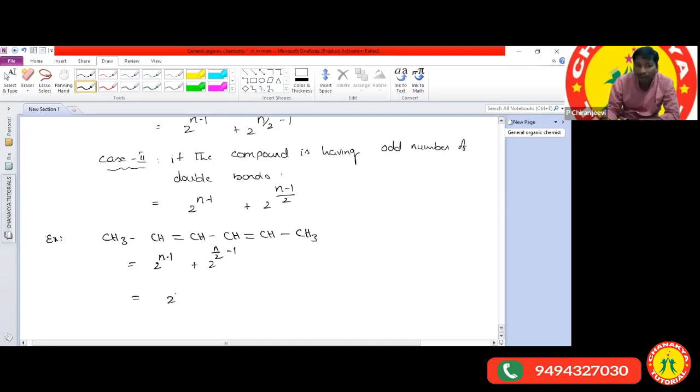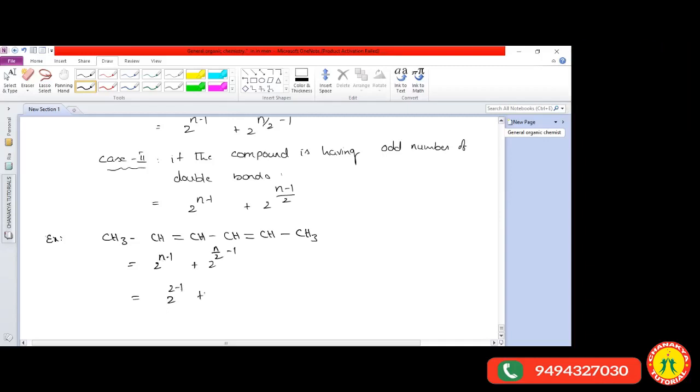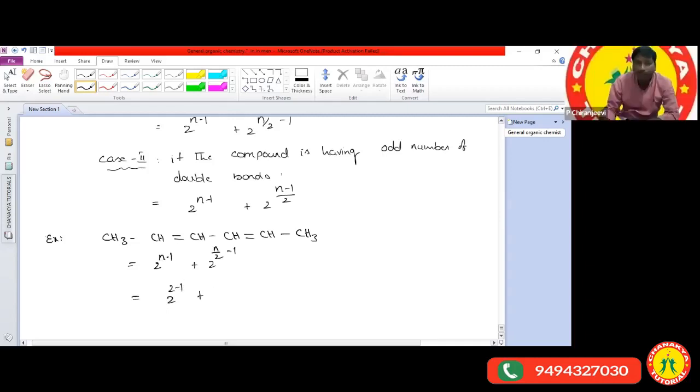So 2 power n, what is the 2 power n? The n value is equal to 2. The answer is 3. Okay, so 2 power 2 by 2 minus 1 means you will get 2 power 1 and 2 power 0. What is the 2 power 0 value? It is 1. So 2 plus 1. The total number of geometrical isomers is equal to 3.